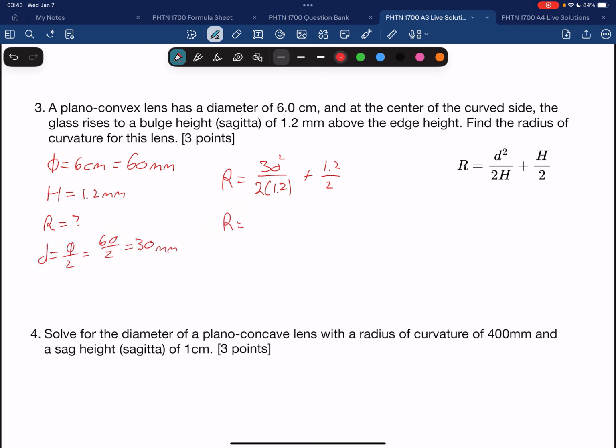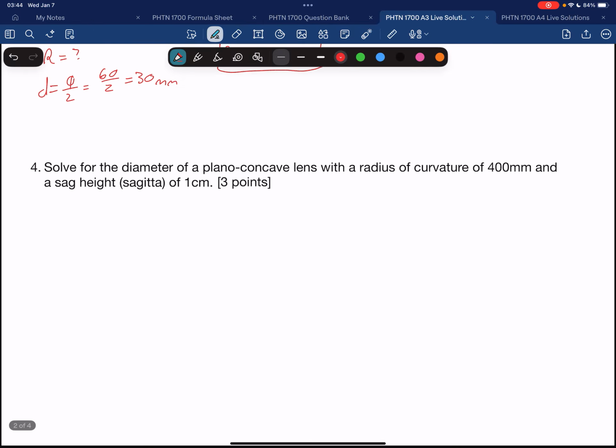I punched something in wrong, so I need to redo that. I just hit the wrong button. I accidentally multiplied by 12 instead of 1.2. So bear with me for a second here. And I got 375.6 millimeters. So that's the answer for number 3 there.